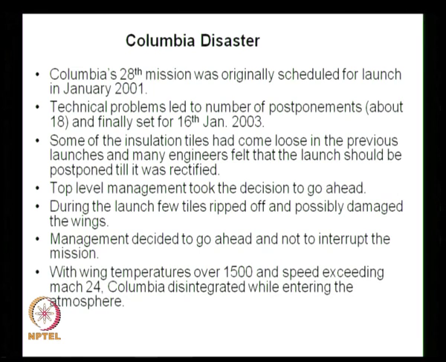While returning to the earth, as it entered the atmosphere, because of the high temperature, over 1500 degrees, and speed exceeding Mach 24, Columbia disintegrated while entering the atmosphere. So, that was what actually happened, and the whole Columbia vehicle was lost, and all the astronauts were killed in this accident. So, here you can see that there was a very critical decision making process involved, and considering all the facts available with the team, they took a decision.